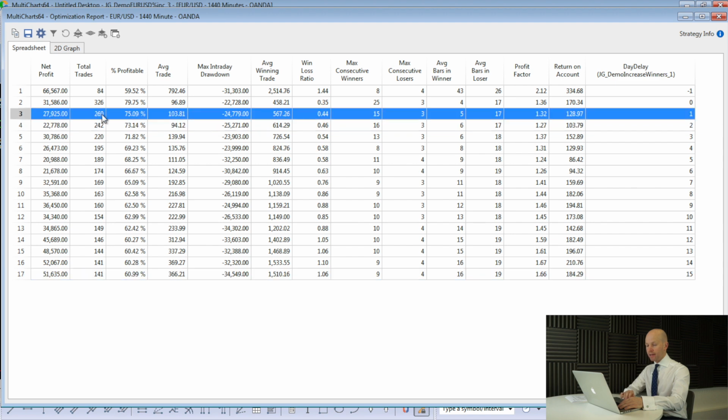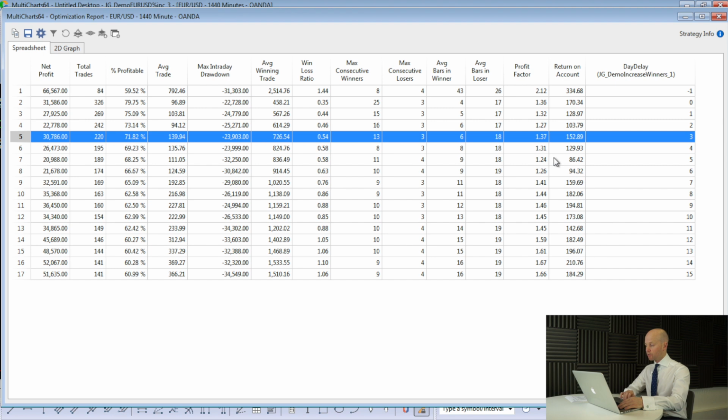And again, it's a similar story, isn't it? The longer we stay in the trade, generally the more net profit we will make, but the percent profitable goes down. But this bailout exit with a day delay is a viable exit if you want to increase the winning percentage. Using a bailout of a day delay of 3 on the bailout exit does increase the percent profitable, but it does halve the net profit.